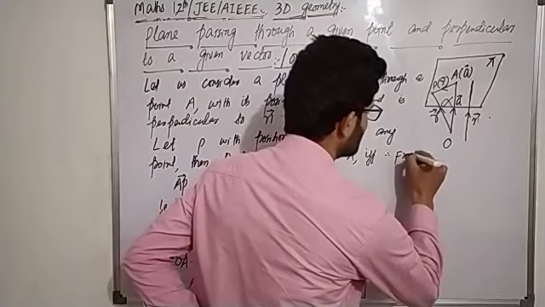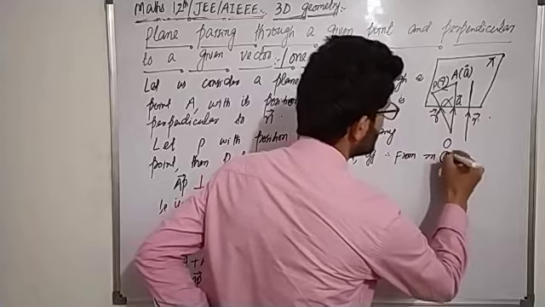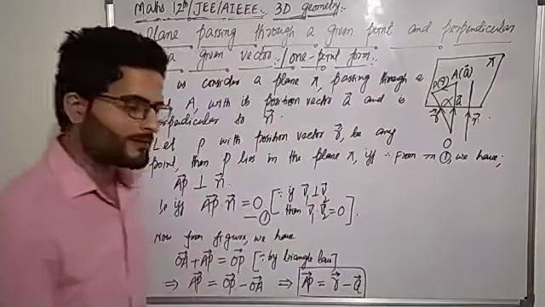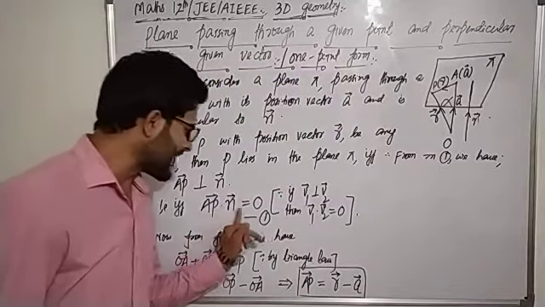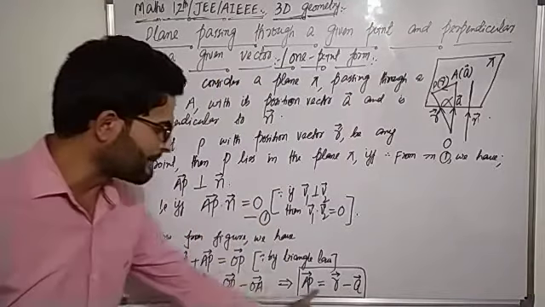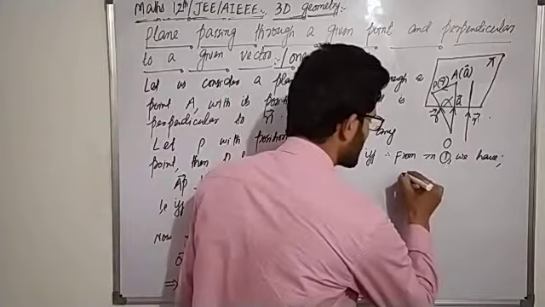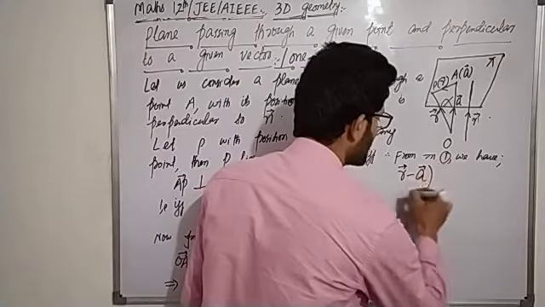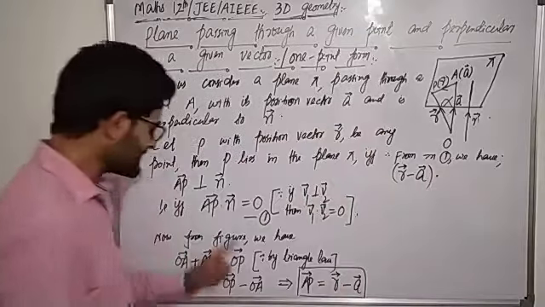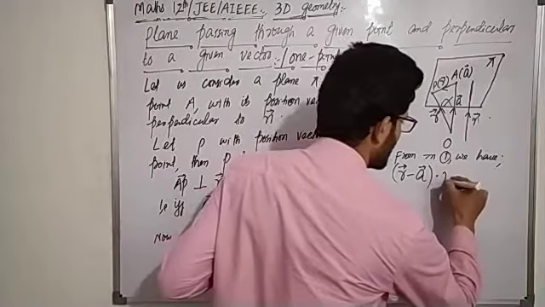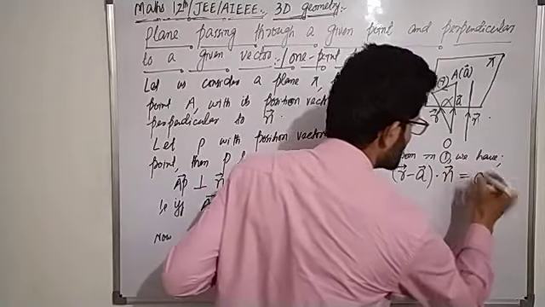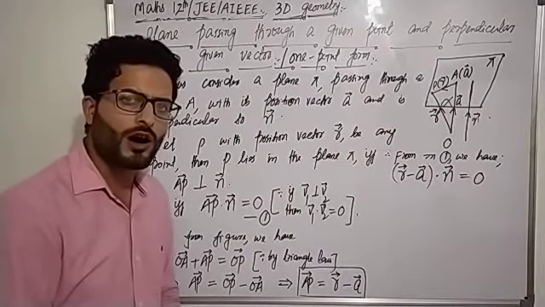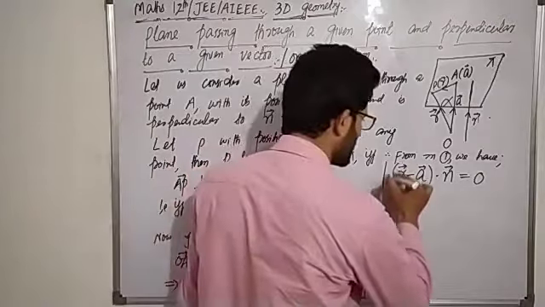Therefore from equation first we have AP vector dot N vector is equal to 0. AP's own value is r vector minus a vector. So r vector minus a vector dot N vector is equal to 0. So we have got the result: r vector minus a vector dot N vector is equal to 0.